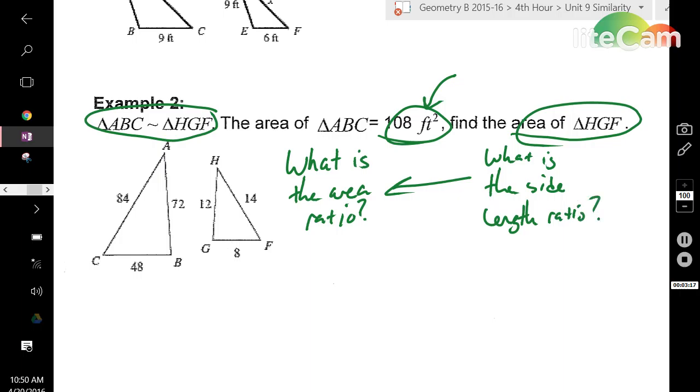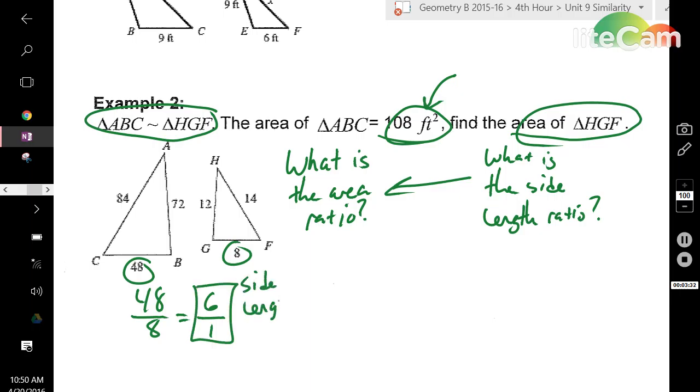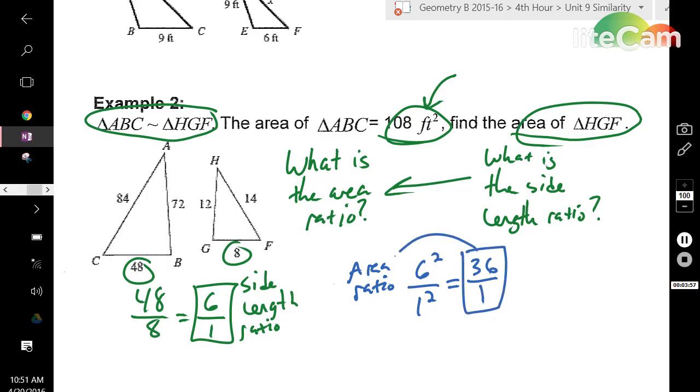Do I have side lengths in this picture? I do. 48 and 8, for example. 48 over 8 is 6 to 1. That is your side length ratio. And I simplified it, 6 over 1, side length ratio. I need to find my area ratio. So I'm going to square it to find the area ratio. So the area ratio is going to be 6 squared over 1 squared, which is equal to 36 over 1. Now I have my area ratio.